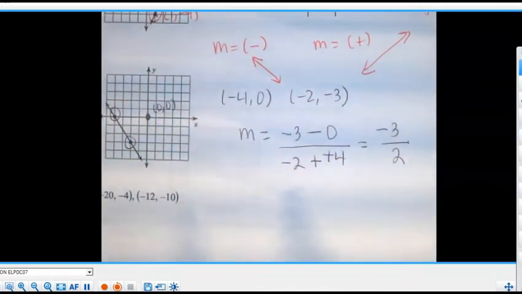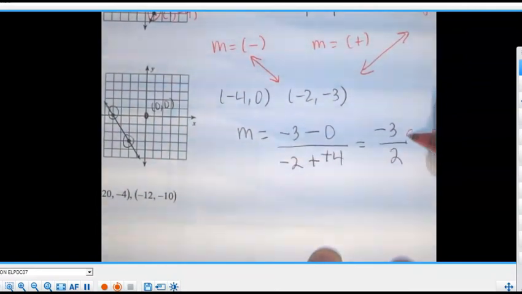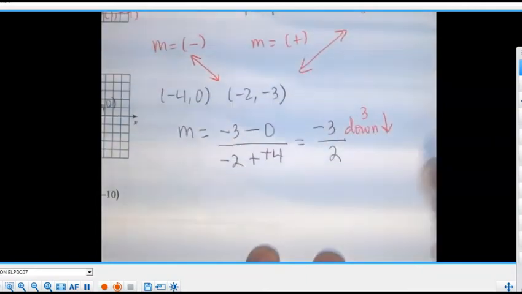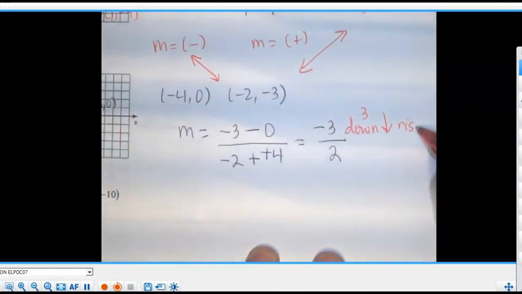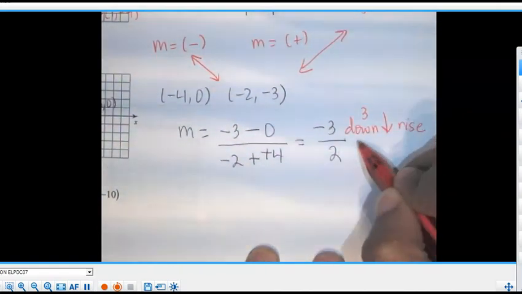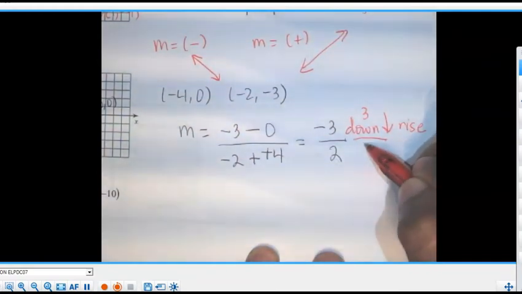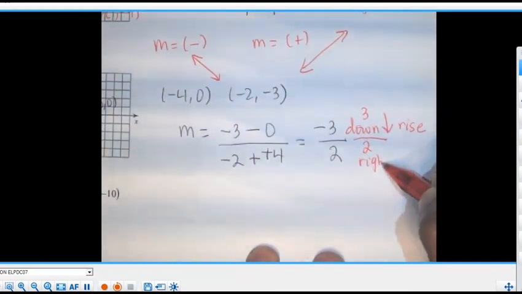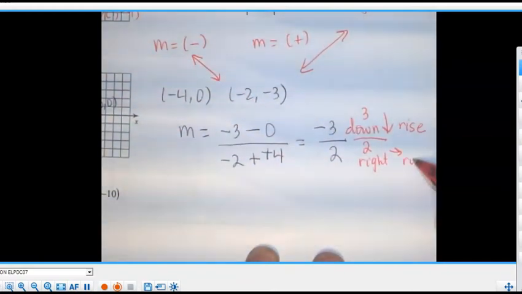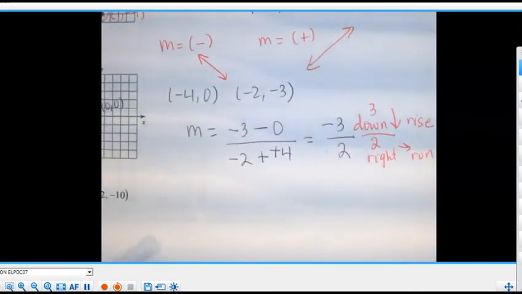So there's the address. The address is to go what? 3 down, because of the negative. That's our rise. But we ended up going down because of the negative. Over, and then 2 to the right because this is positive. So we're going to go 2 right for our run.